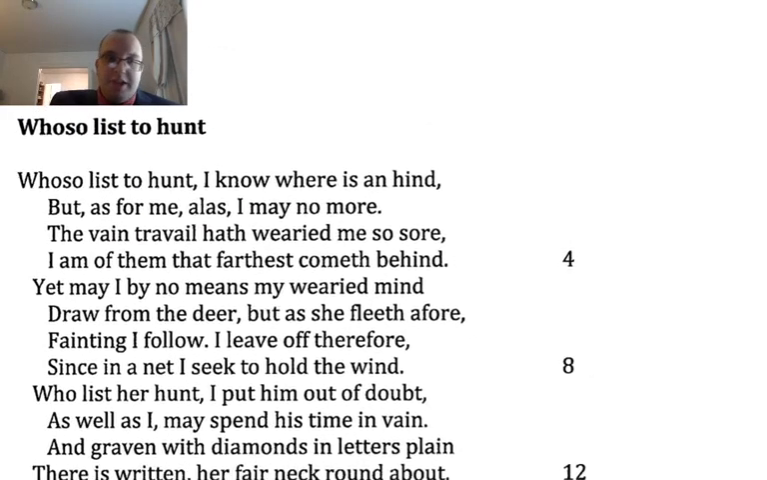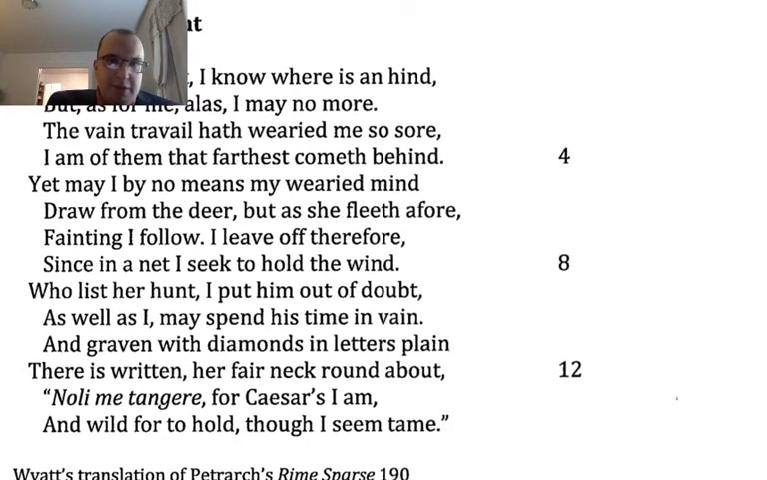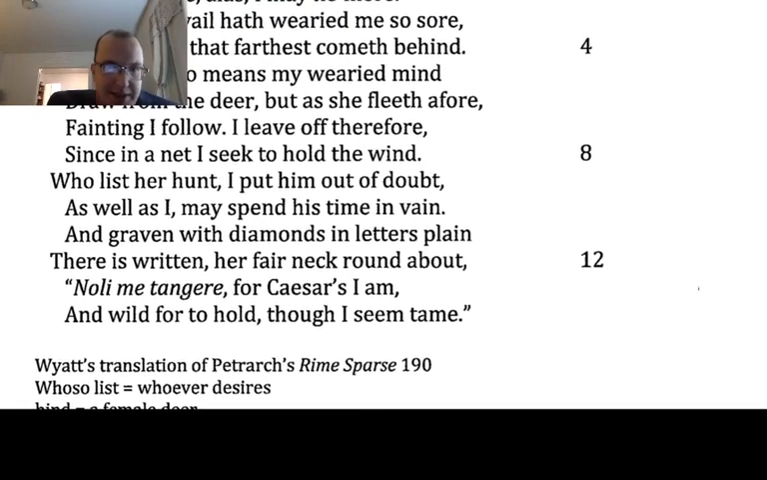But if we look at this, whoso lists the hunt, I know where is a hind. But as for me, alas, I may no more. The vain travail hath wearied me so sore, I am of them that farthest cometh behind. Yet may I by no means my wearied mind draw from the deer, but as she fleeth afore, fainting I follow. I leave off therefore, since in a net I seek to hold the wind. Who list or hunt, I put him out of doubt, as well as I may spend his time in vain. Engraven with diamonds and letters plain, there is written her fair neck round about. Noli me tangere, for Caesar's I am, and wild for to hold, though I seem tame.